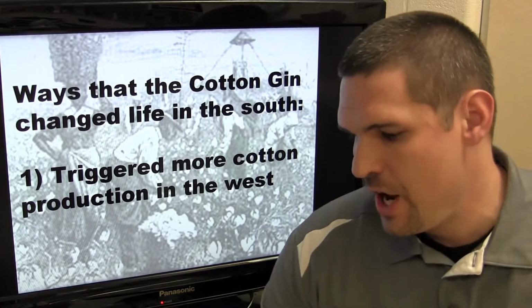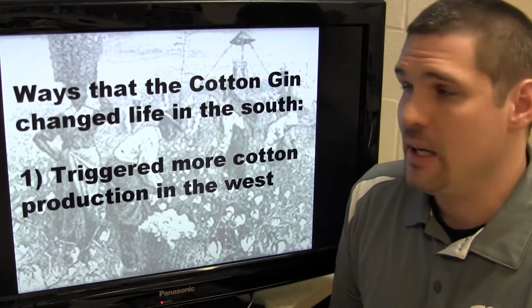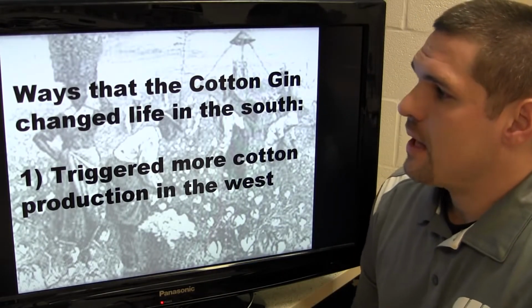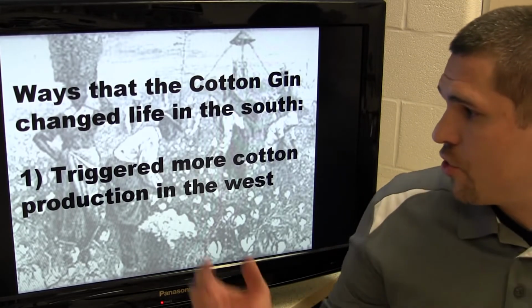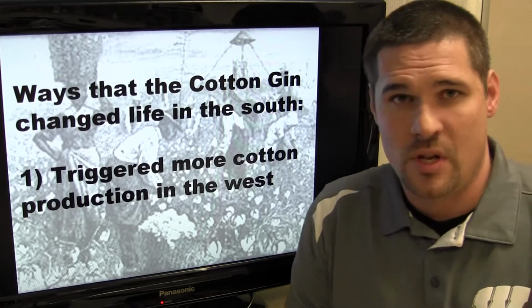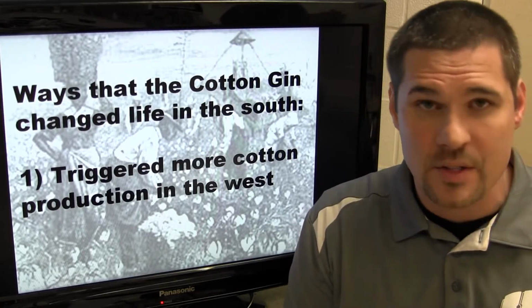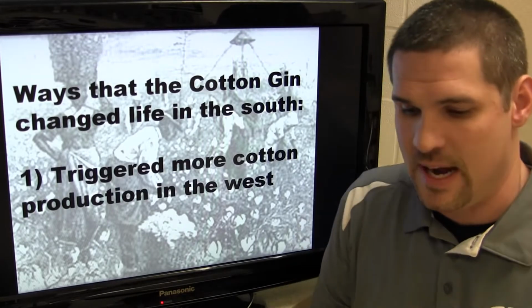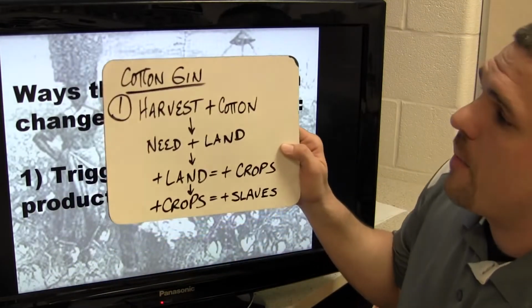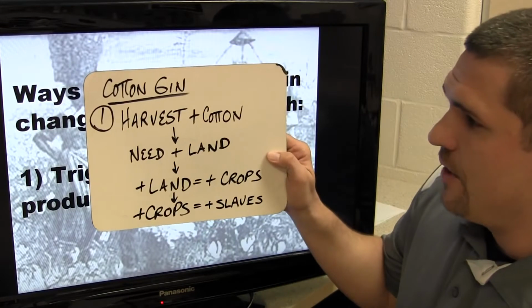So the cotton gin changes everything in the South. The way that the cotton gin is going to change the South is that it's going to trigger more cotton production in the West. And in effect, it's going to increase the demand for slaves. And I have a little flow chart right here on the effect of the cotton gin.